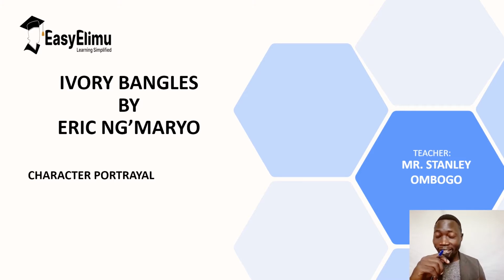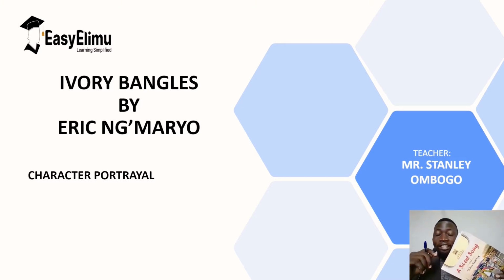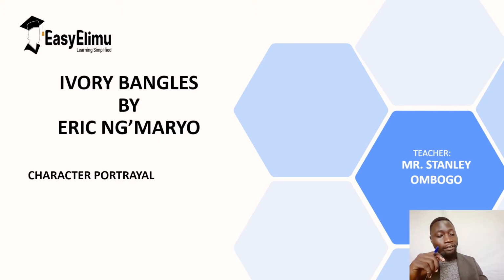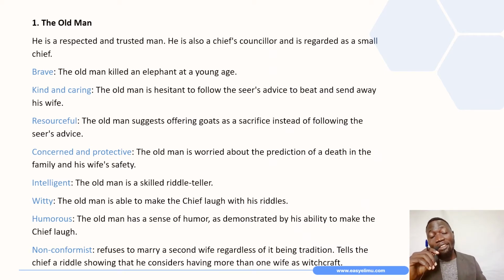Remember again, it is one of the stories that is anthologized in A Silent Song and Other Stories. The book has very interesting stories. So remember, Ivory Bangles is the fifth story, and so far we've been able to look at the first four. In this episode, dear students, allow me to take you through some of the character portrayals and character traits of the characters that we have in the story.